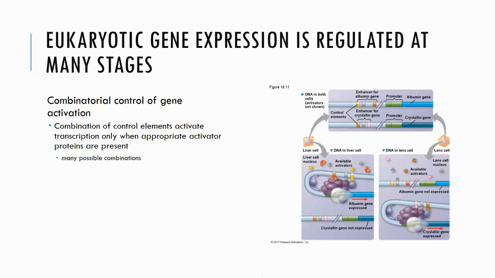There are a combination of control elements that activate transcription only when the appropriate activator proteins are present. And so there are many possible combinations that can lead to activation and therefore transcription, which you can see two different things that can lead to that in figure 18.11.